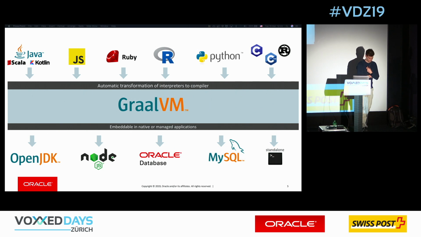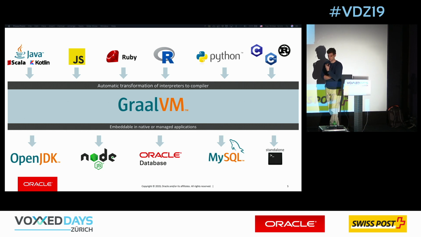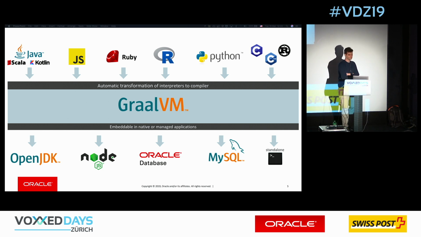So with GraalVM, what we try to do is build one VM on top of which we implement different languages. And the reason we can do that is because of this layer called Truffle, which does automatic transformation of interpreters to compilers. So we just implement a language as an interpreter, and you get a fast implementation for free.